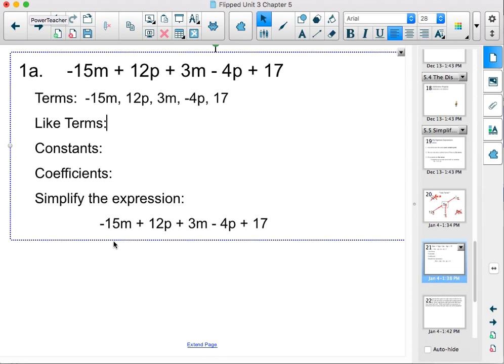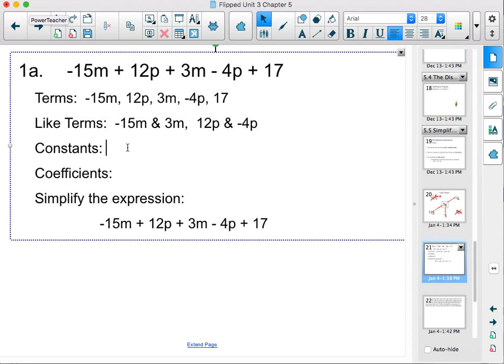Next, we are asked to find the like terms. Like terms are going to be the terms that have that same variable part. So we're going to start with the negative 15m. And the term that is like negative 15m is the positive 3m. There's our first set of like terms. Second set of like terms, now we have positive 12p and our negative 4p. Don't forget the negative sign there. Those are the only sets of like terms that we have.